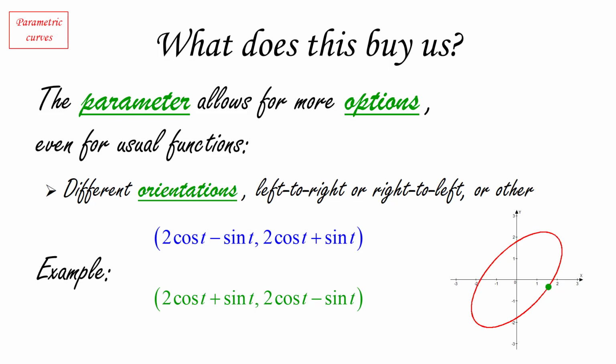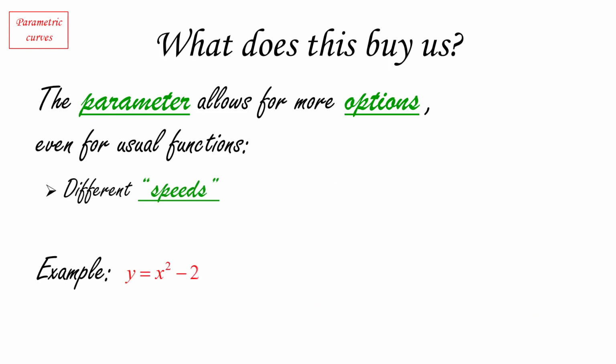So this is another advantage. I can change the orientation, go left to right, right to left, and for more complicated curves, I can choose all kinds of other different orientations. Also, we can use different speeds. Once again, when I look at a function by itself as a function, it's just a static curve. Beautiful picture, but no more than that.